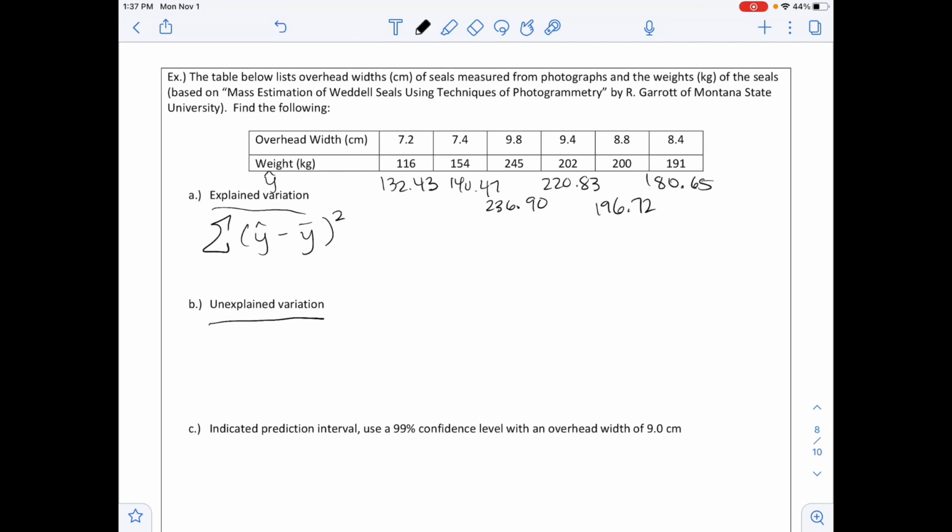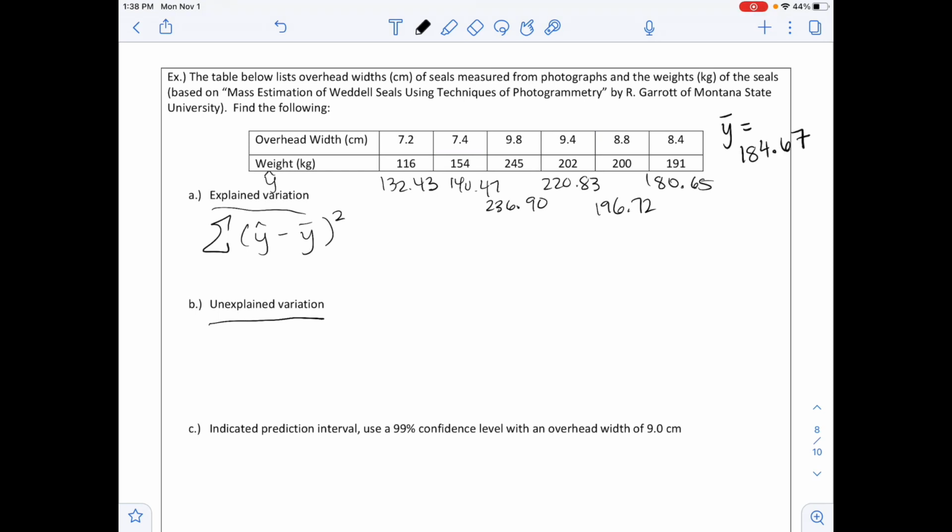We also need y bar, and in order to find our y bar value, we need to add up all the y values that we have for weights, which are 116, 154, 245, 202, 200, and 191, and then divide by 6. In doing that, we get y bar, our mean, of 184.67.